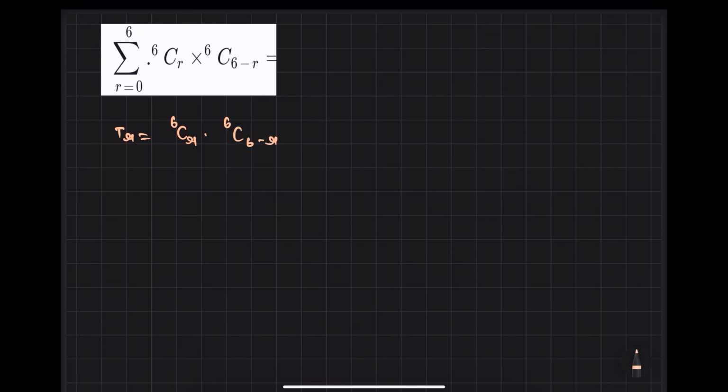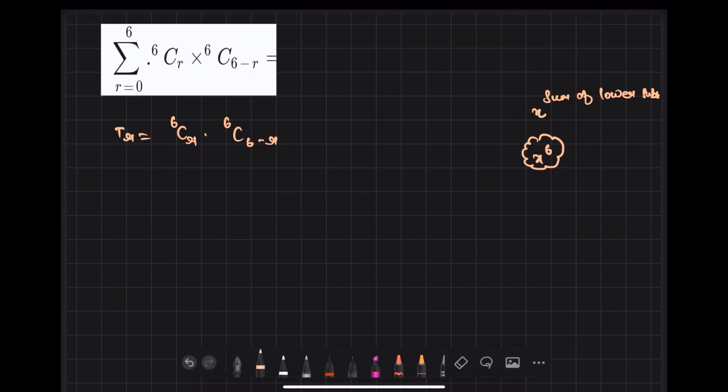Now, to find out the power of x, it will be the sum of the lower subscripts, and the sum of the lower subscripts should be free from r. So if you add, you will have 6. So we got x power 6. So this result is the answer of, meaning the question is the coefficient of x power 6 in the expansion of something.